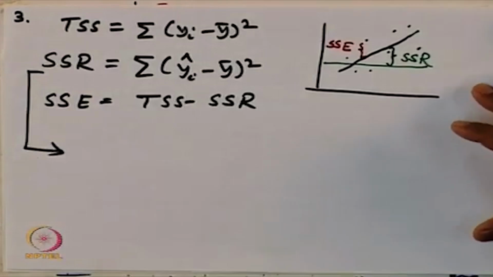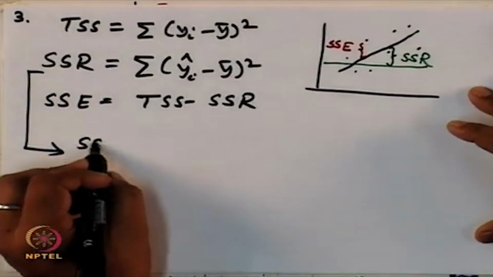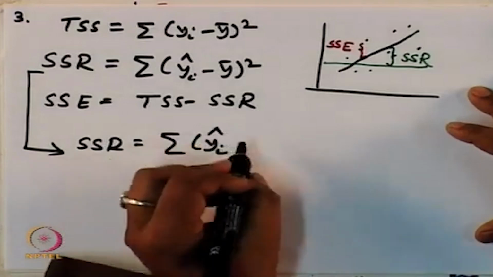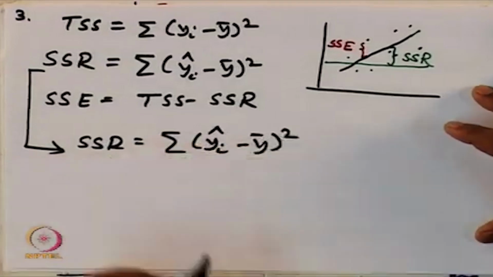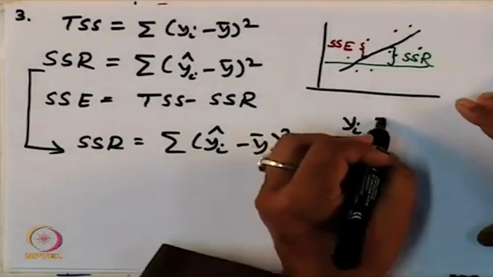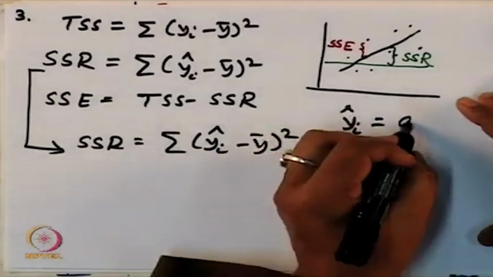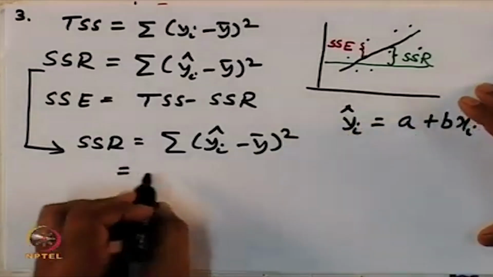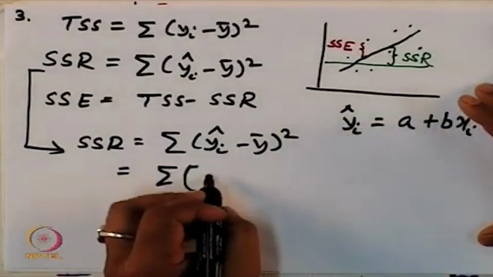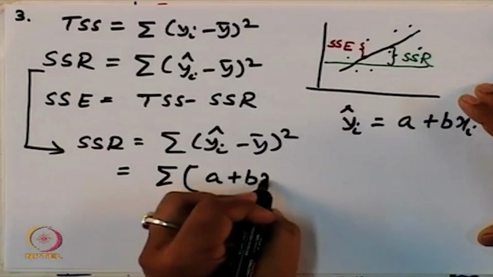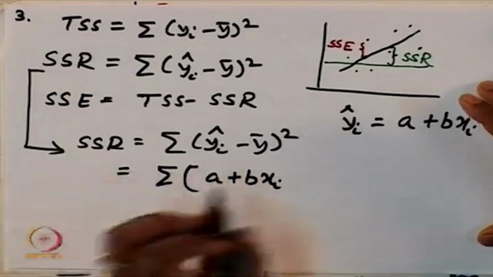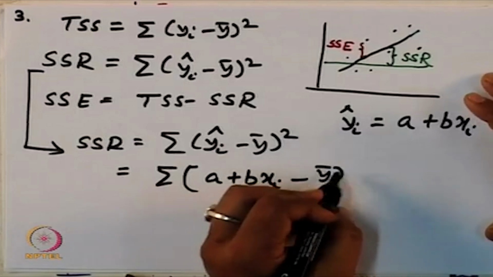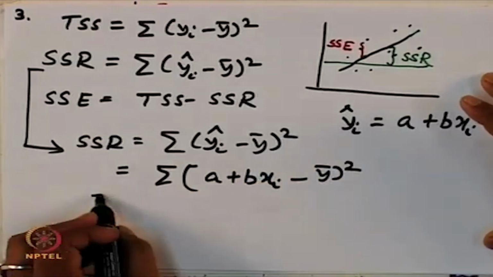Now, if we expand on this SSR expression, SSR is equal to summation of yi hat minus y bar whole square. Now, y hat is given by the expression a plus b of xi. Okay. So, if I plug in the values, then what I get is a plus b xi minus y bar, okay, whole square, and y bar.